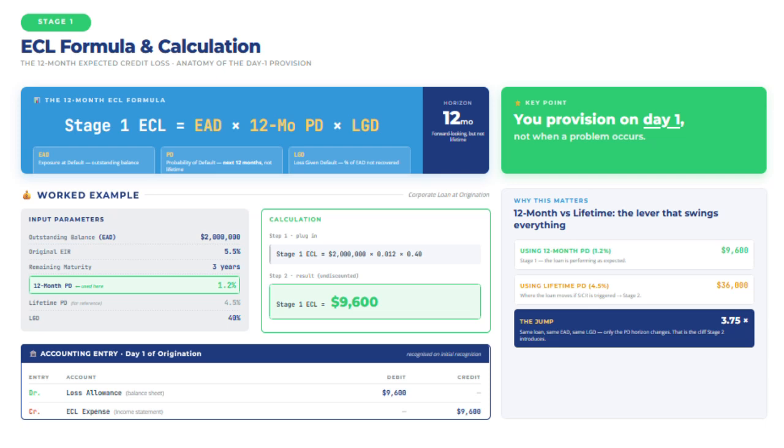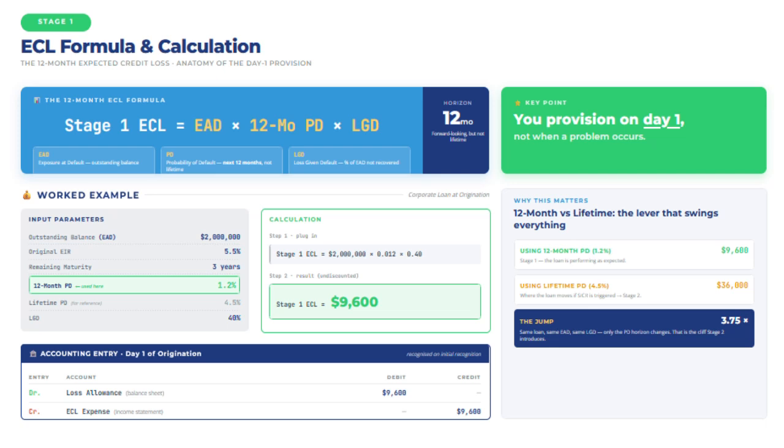Now let me recalculate. If you multiply this 2 million by 0.012, multiplied by 0.40, that will equal 9,600. So the LGD here is 40%.